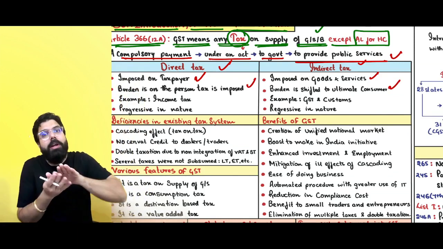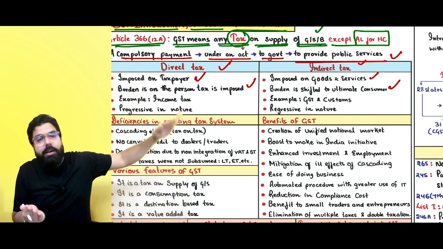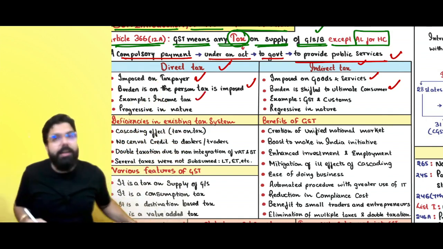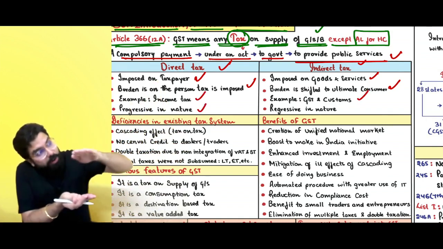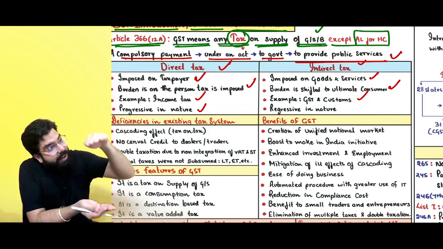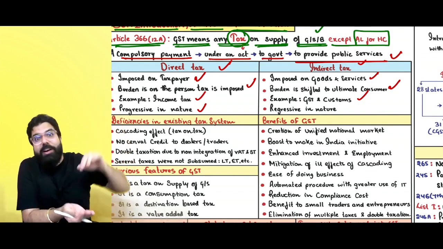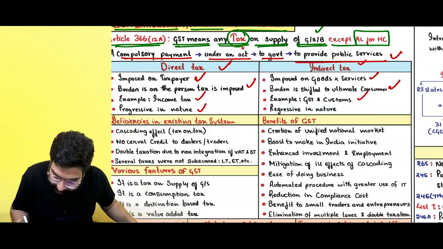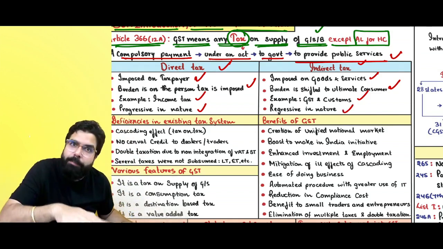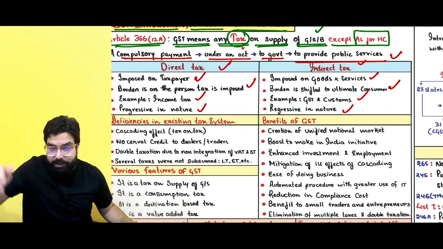Indirect tax, the burden I can shift to the ultimate customer. Direct tax is income tax; indirect tax is GST and customs. Direct tax is progressive in nature: as and when I progress, my income will progress, and tax will also progress, meaning more income, more tax. Indirect tax is regressive in nature: whether poor or rich, it is the same for all.